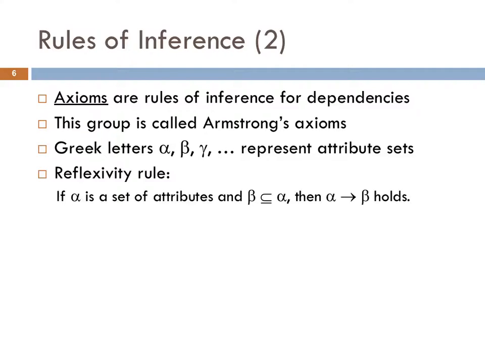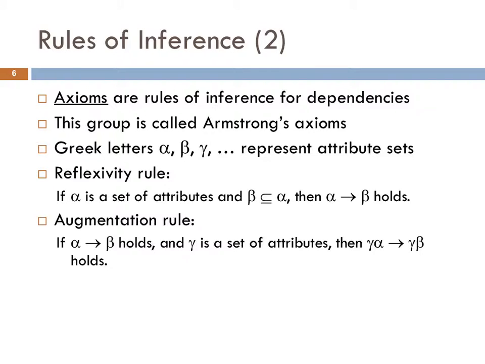These are attribute sets. You have reflexivity. This is for trivial functional dependencies. Remember, these always hold. So alpha is a set of attributes. Beta is some subset of alpha. Then alpha functionally determines beta holds always. And so let's say that you have 5 attributes, A, B, C, D, E. Well, there's always a set of functional dependencies that holds on those attributes that are all trivial. Okay? They're not exciting, but they're there.